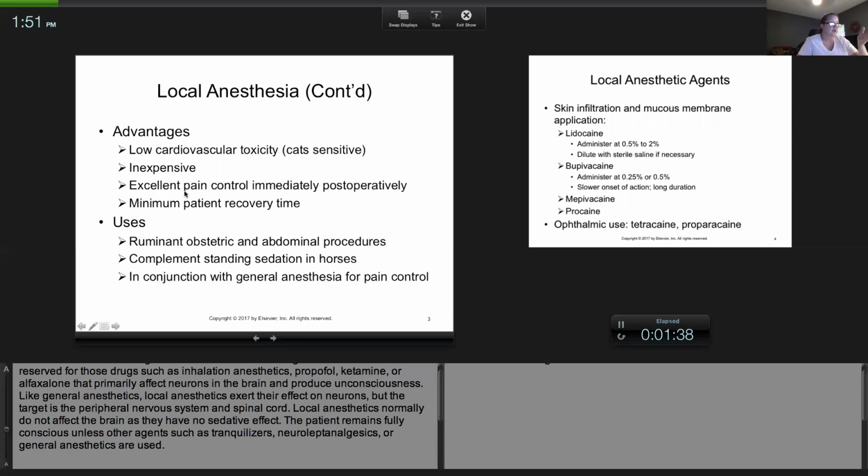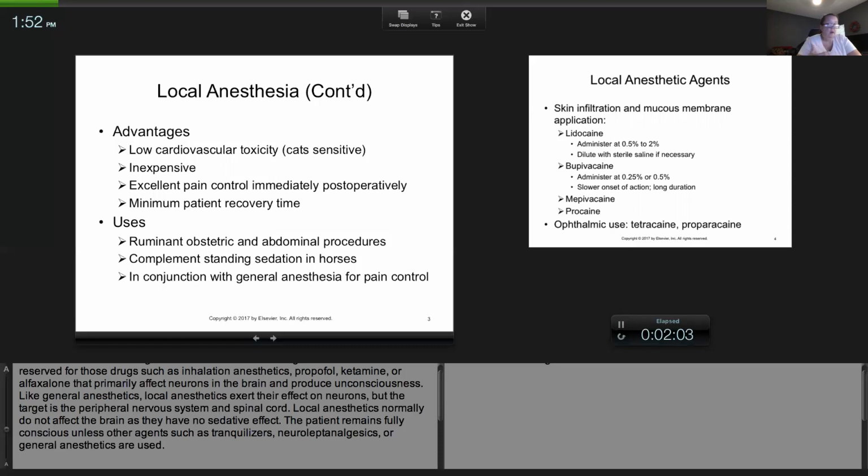The advantage is that generally these drugs as a category do not have cardiovascular toxicity, but I do want you to know cats are particularly sensitive to lidocaine. So our dose in a cat is going to be much lower in mg per kg than it would be in a dog, a horse, a goat, whichever. Cats do have a sensitivity to these drugs.